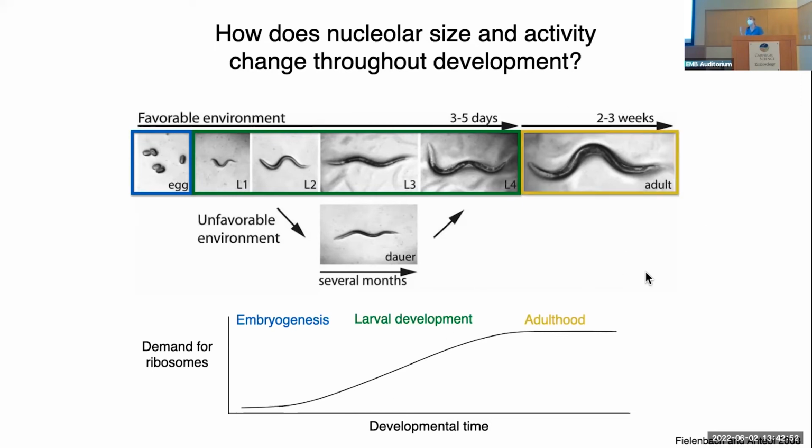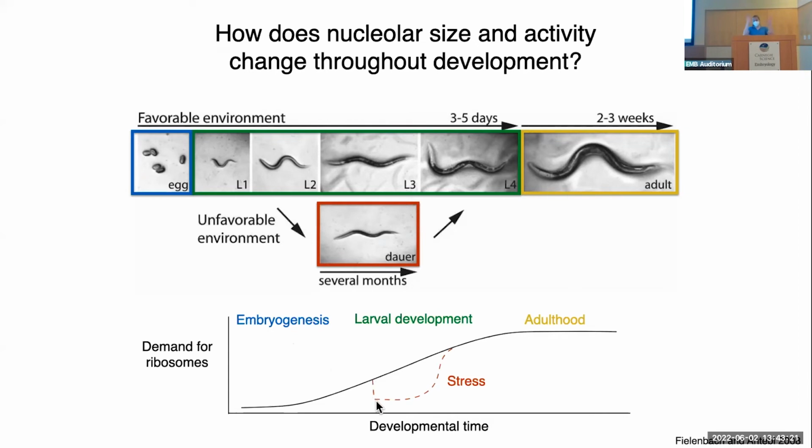And then in adults, they're no longer growing. They're just maintaining homeostasis, so they might need to replenish and turn over, but they're no longer growing exponentially. And then when worms are starved or overcrowded, they enter what's called a dauer state, which is kind of like a dormant spore-like state that is very long-lived. And during that time, they basically turn off metabolism.